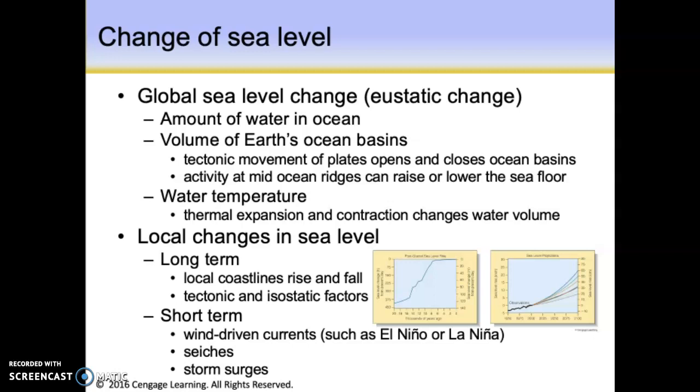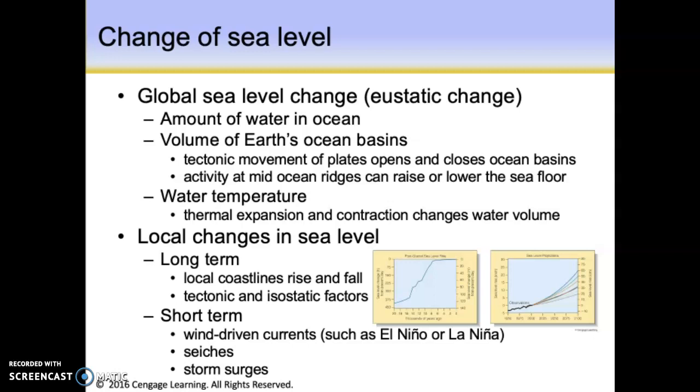And then the third item we have here is the temperature of the water. When the ocean water warms up, it expands and takes up more room. When it cools down, it contracts and takes up less space. So the changing temperature of the ocean water can cause sea level to rise or fall.